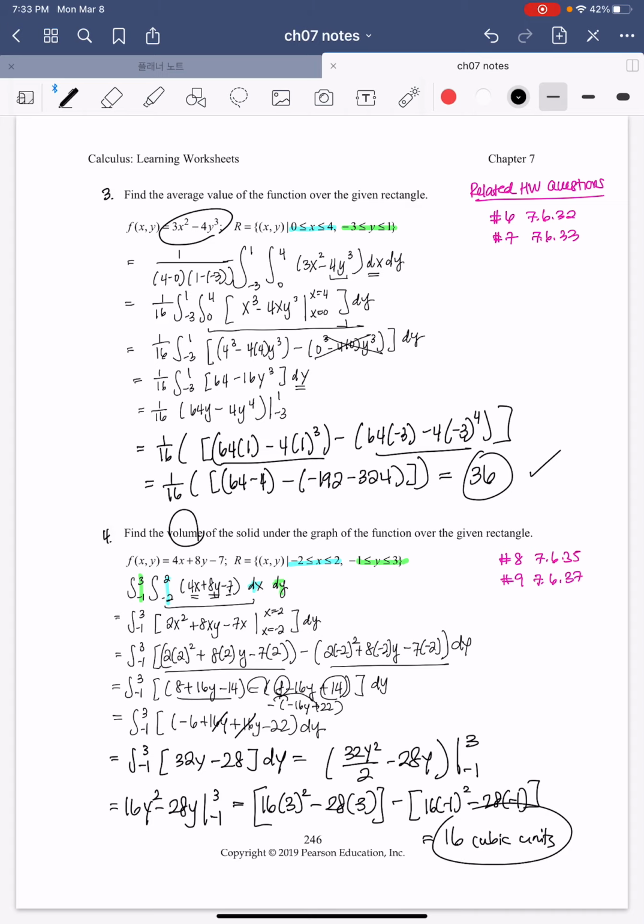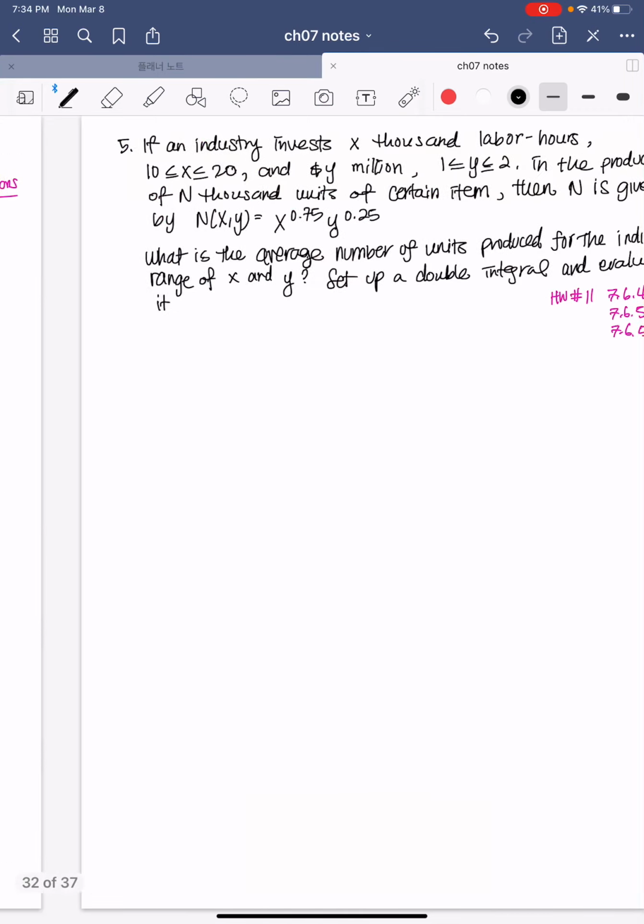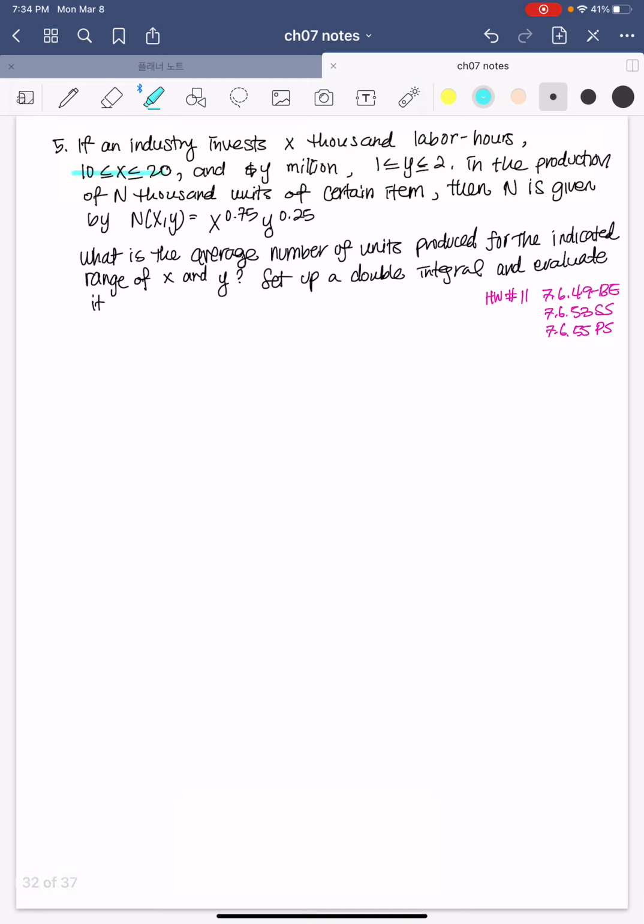Okay. All right, one more example, and there are also a couple homework problems with application problems, so this is a good practice. Number 5, if an industry invests x thousand labor hours, so we have again x, so I've been using the blue highlighter, so I'm going to highlight blue, and then y is a million, so x represents the number of hours, y represents the money.